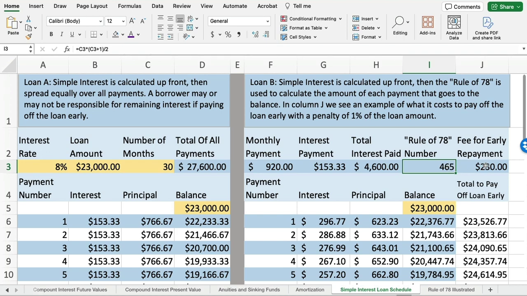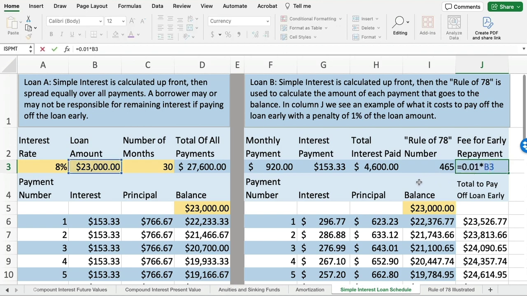465. And then we have this extra little phenomenon over here: a fee for early repayment. Just in case that applies in a problem-solving situation, because sometimes that happens. If you're going to repay your loan early, sometimes there's a fee. In this case, the fee is going to be 1% of the loan amount. So the fee for early repayment under J3 is equals 0.01 times B3.